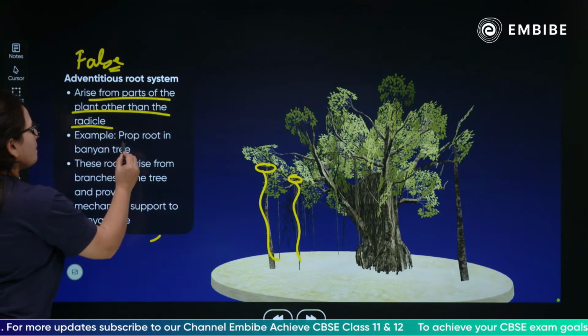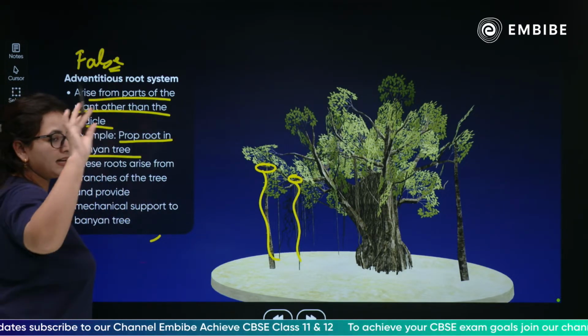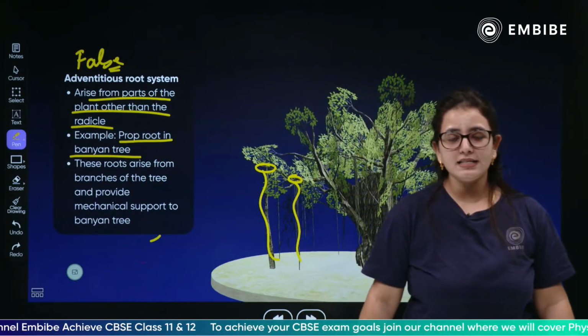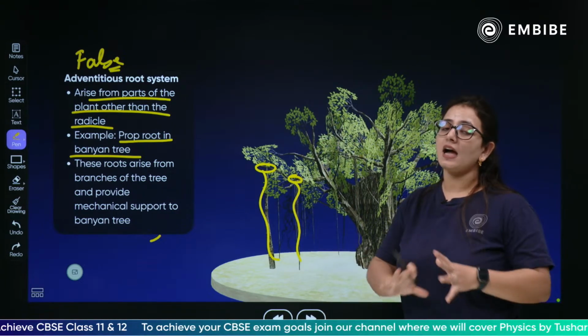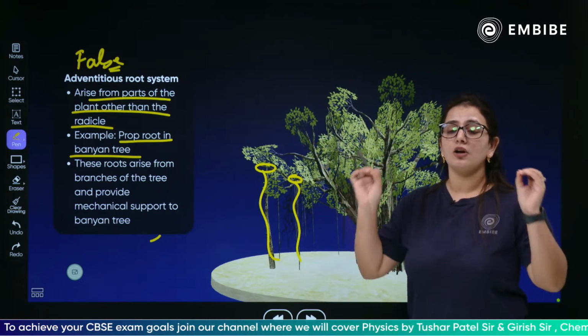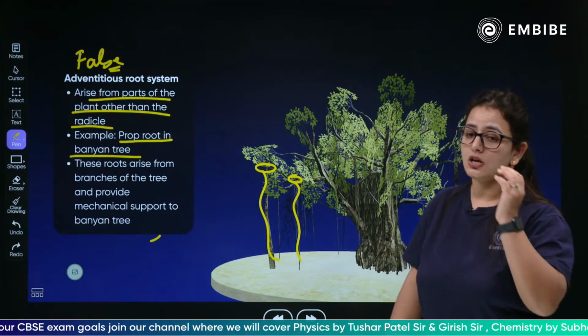An example of this is the prop roots in the banyan tree. Everybody has seen the banyan tree. It is the banyan tree I am talking about. Yes, those branches in the banyan tree are nothing but roots. They are not stem. They are not branches. Those are roots, and those are adventitious roots.